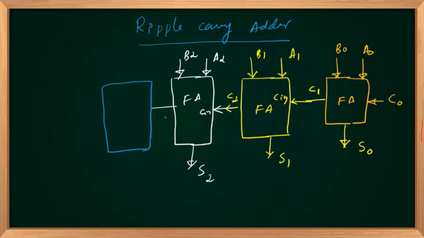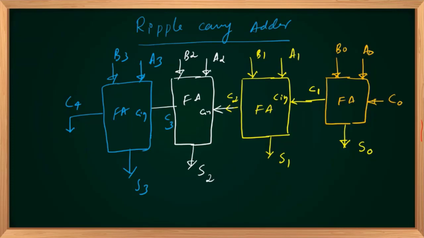Output carry, I'm calling it C3. That will be the input carry of my fourth stage. Fourth stage input digits, let me call them A3 and B3. It will produce sum S3 corresponding to A3 and B3. And I will have a carry out, I will call it C4, right? So if you are cascading like this, for the time being, I have connected four stages.